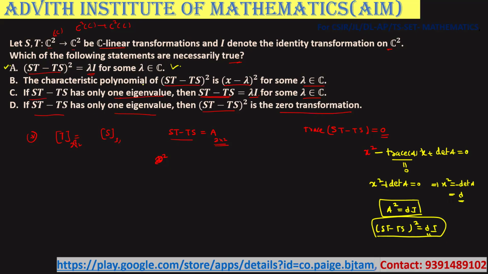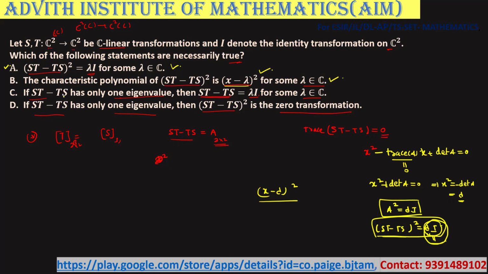Option B says the characteristic polynomial of (ST minus TS) whole square is (x minus lambda) whole square. But here (ST minus TS) whole square is a scalar matrix. So the characteristic polynomial of lambda I is equal to (x minus lambda) whole square. Therefore the characteristic equation of (ST minus TS) whole square is also equal to (x minus lambda) whole square. So this one is also true.